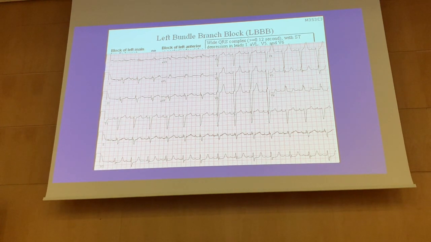It will be small and positive, must be positive. If it is negative, it means this is not left bundle, there is something wrong. Why is left bundle important?